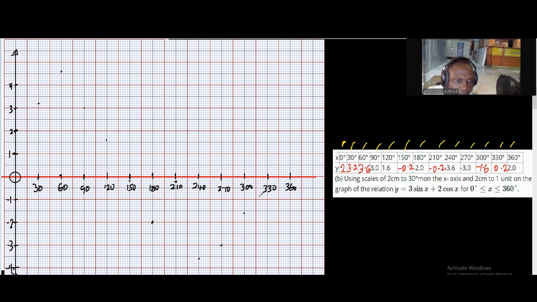So when x is 330, y is 0.2. So 0.2 is just above the line. Then when x is 360, y is 2. So from 360 all the way up to 2.